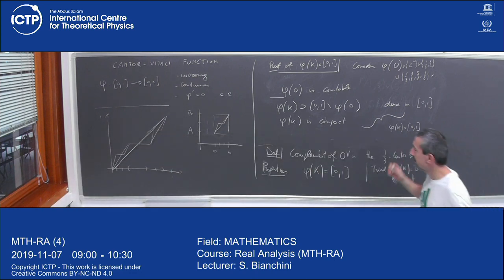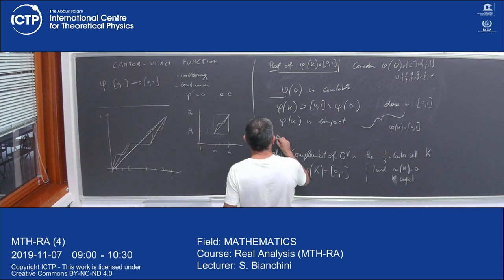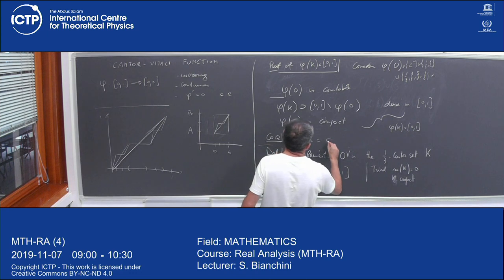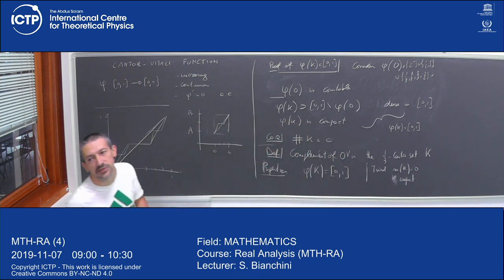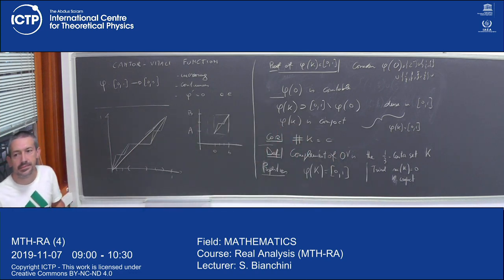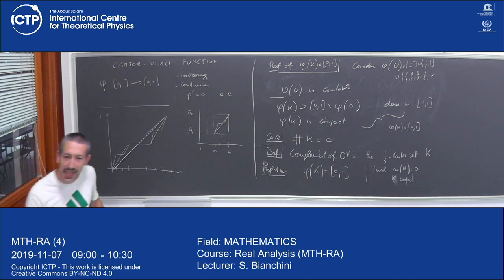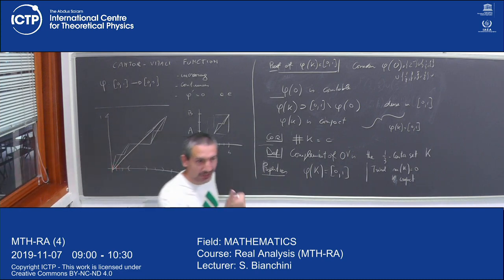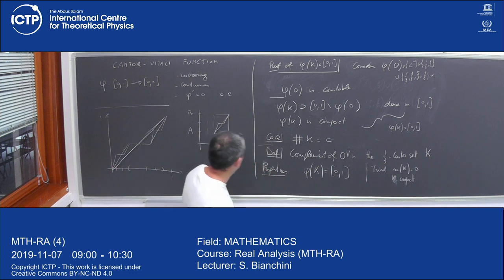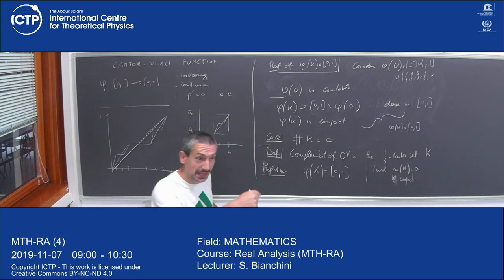So, corollary: the cardinality of K is equal to the continuum cardinality, the cardinality of R. This is really just a corollary, no? Because by definition of cardinality, a set has cardinality less than or equal to another if there exists a function which maps the other into that set.